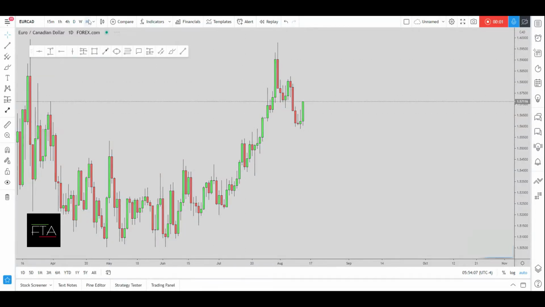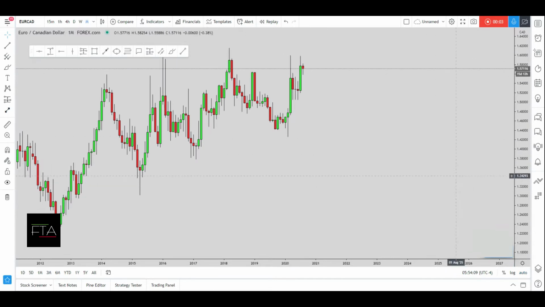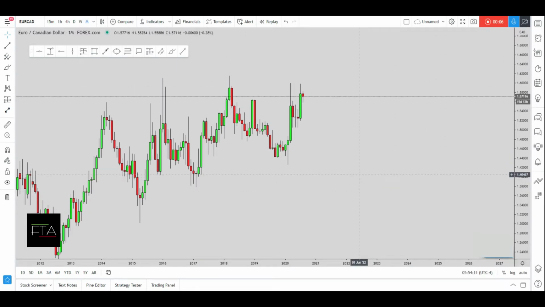Okay, so what kind of situation do we currently have on Euro CAD? Let's make a full breakdown. Now, starting from the monthly time frame, we can see that clearly the market had created this overextended W formation, from which the market created a nice retracement and then the continuation to the upside. And that is exactly what you expect.